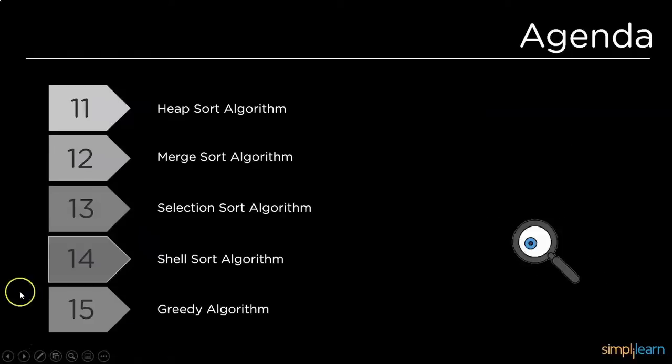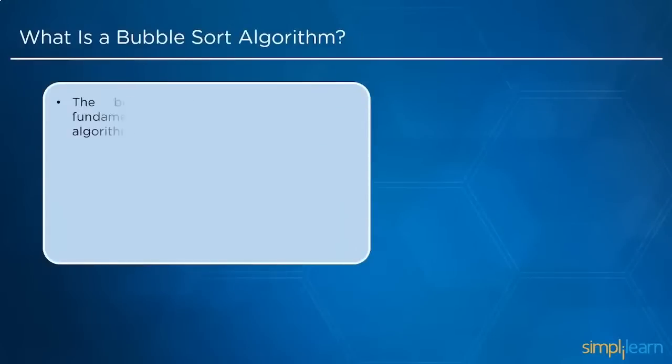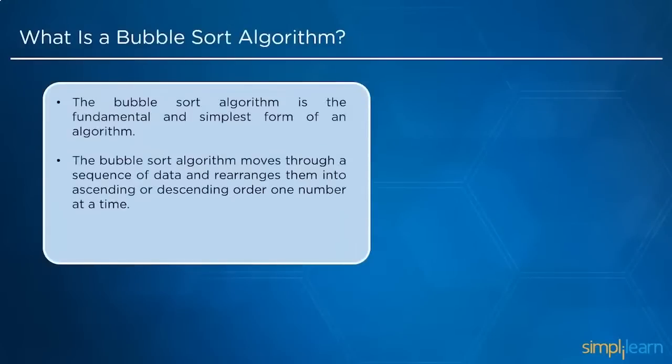Over to our experts. Let's try to understand what is a bubble sort algorithm. The bubble sort algorithm is one of the fundamental and simplest forms of algorithm used to sort a collection of elements. The collection of elements can be either a set of numbers or characters. The control iterates through a sequence of numeric or character type elements in the bubble sort algorithm and rearranges them into ascending or descending order. The bubble sort algorithm rearranges one element at a time. The bubble sort algorithm is also known as the sinking algorithm.